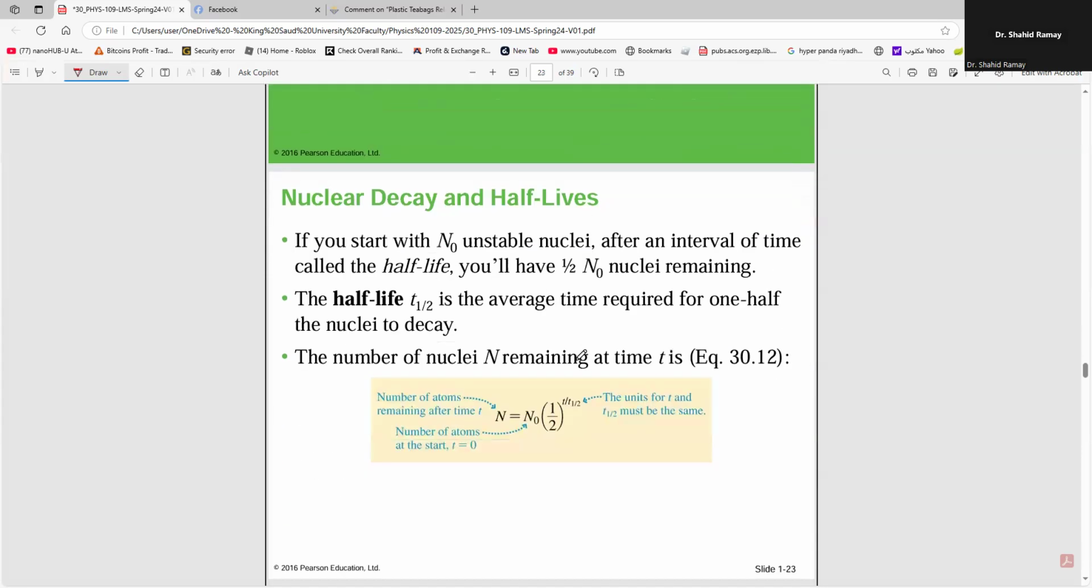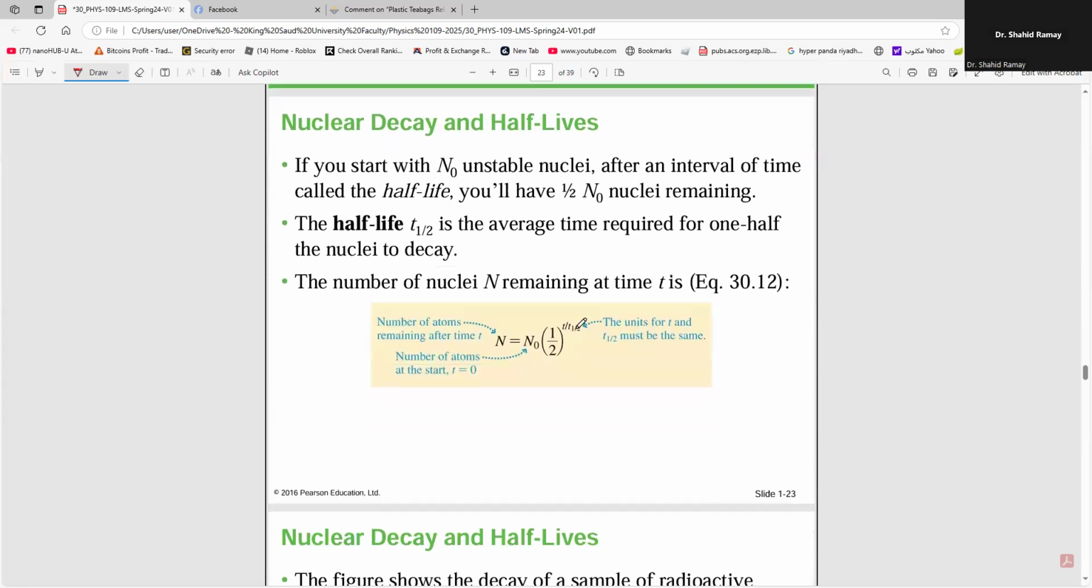So after this, now we have the actual numerical portion of this article. You should remember this formula very carefully. This is very, very important. Here you can see the number of atoms remaining after time t, this N, or we call it undecayed. These are undecayed, and N naught is the total or initial number of atoms at the starting position.